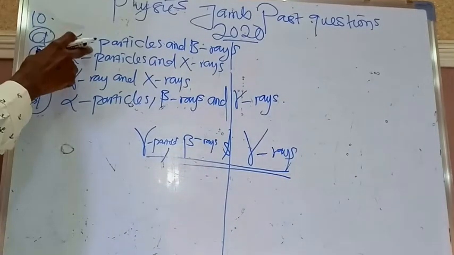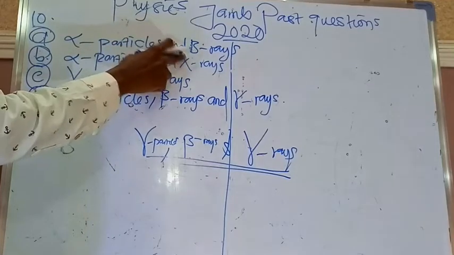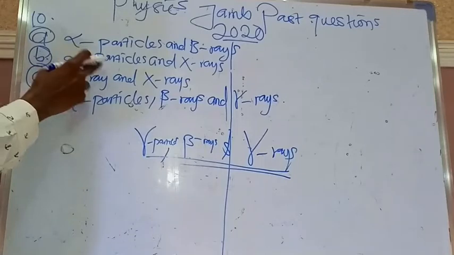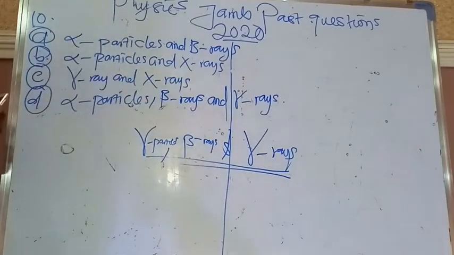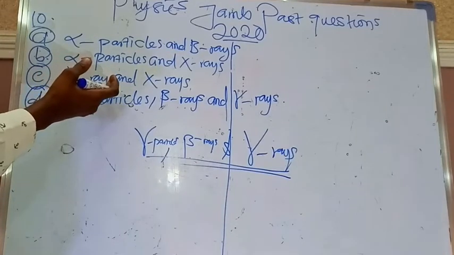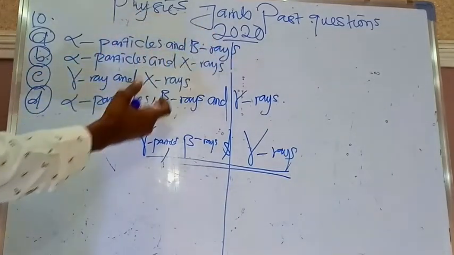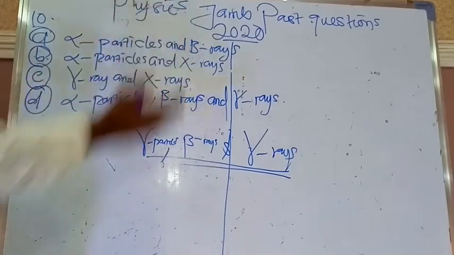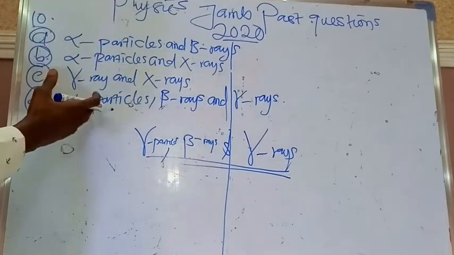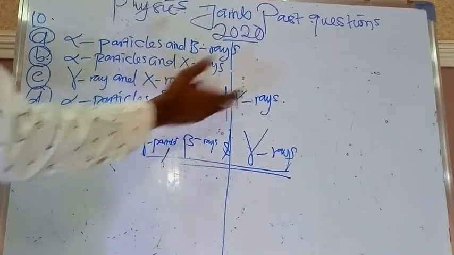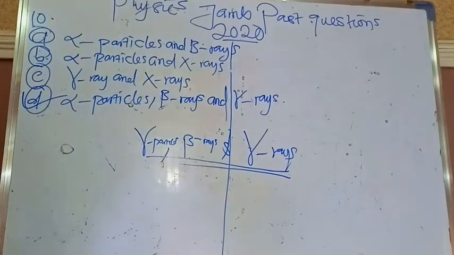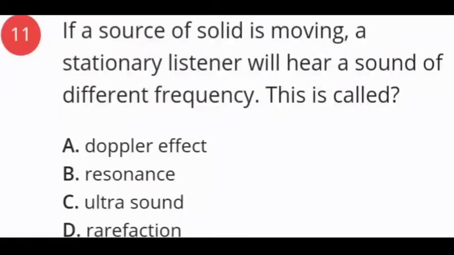So A, alpha particles and beta rays. You see, the first option excludes the gamma rays. B, alpha particles and X rays. There is no beta, and even there is no gamma. And X-ray is not natural radioactivity. And then gamma rays, X-ray. So the correct option here is alpha particles, beta rays, and gamma rays, which is option D. Let's move to question number 11.